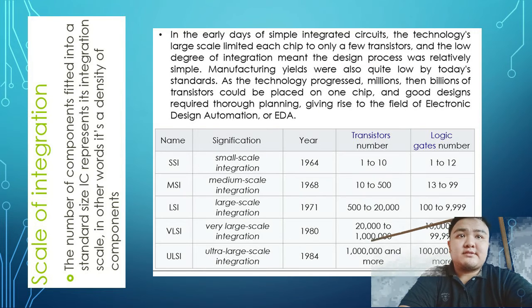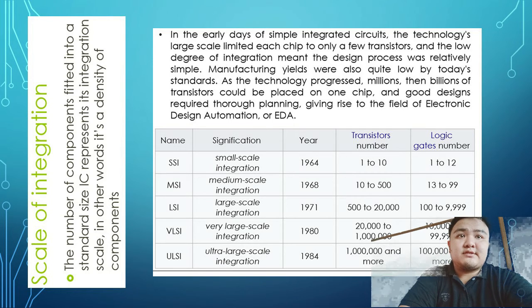Next, I will explain about scale of integration. The number of components fit into a standard size IC represents its integration scale. In other words, it's a density of components. In the early days of simple integrated circuits, the technology limited each chip to only a few transistors, and the low degree of integration meant the design process was relatively simple. Manufacturing yields were also quite low by today's standard.